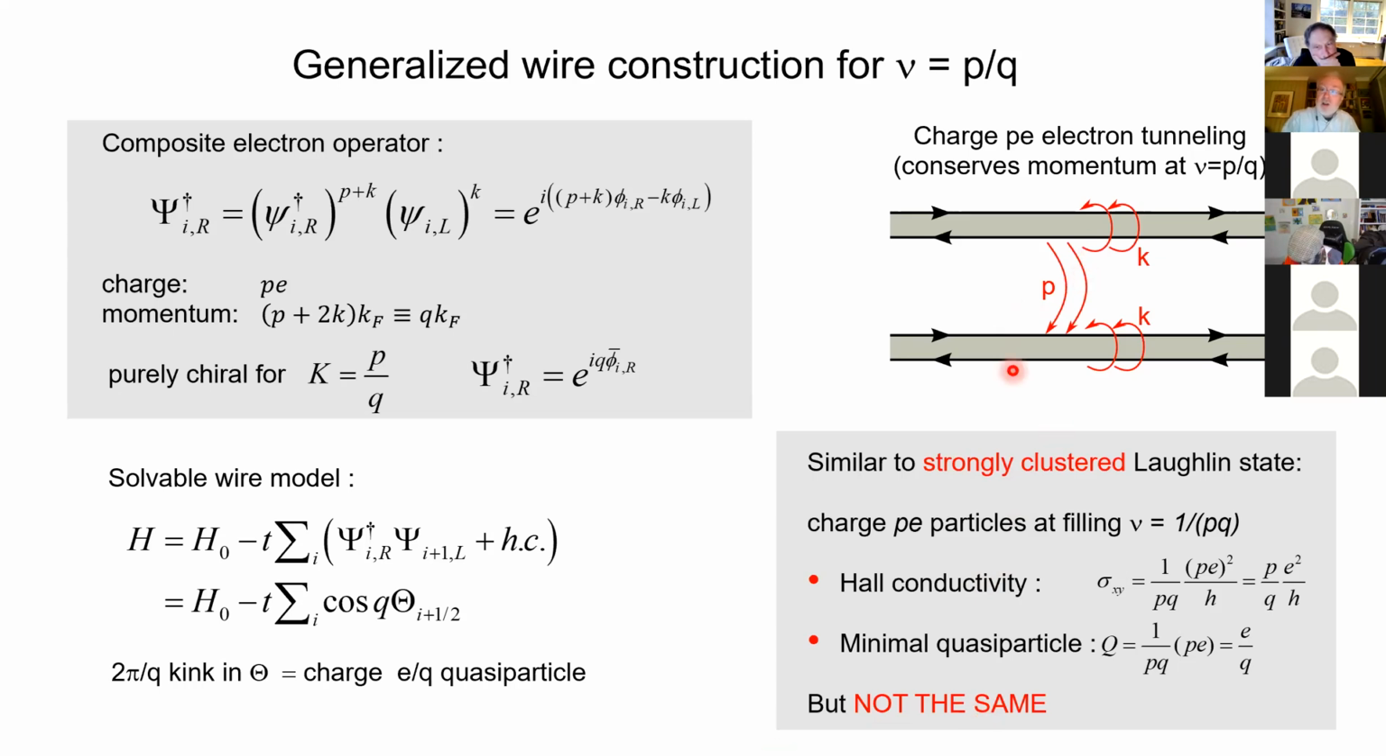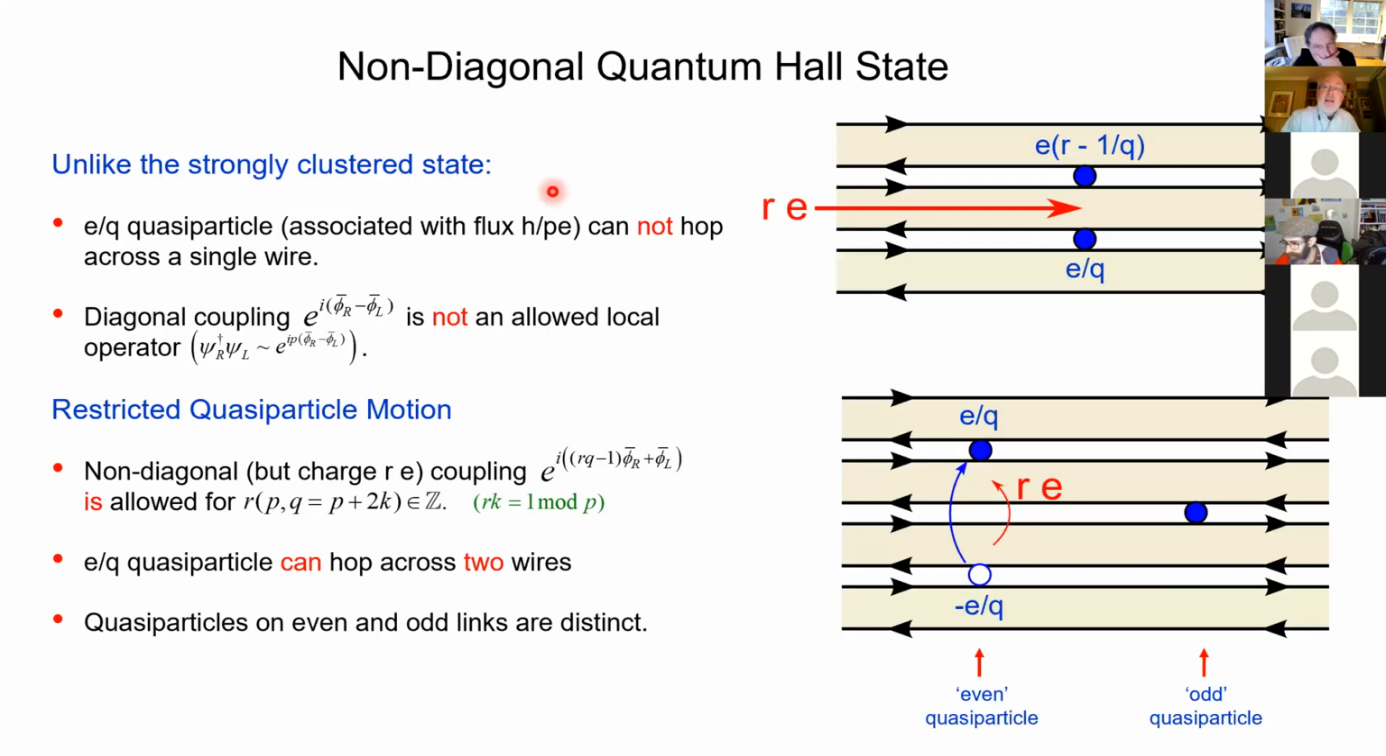One difference that you can obviously see is that this state actually has electrons in it. I could add an electron to this wire, whereas in the strongly clustered state, I can't. So let me try to explain this. Unlike the strongly clustered state, the minimal charge e over q quasi-particle, the smallest quasi-particle I can make, there's no way that it can jump across a wire. One way of seeing that is to notice that a Laughlin quasi-particle is associated with a quantum of magnetic flux, h over e, whereas in this case, the charge e over q quasi-particle is going to be associated with a quantum of flux h over pe.